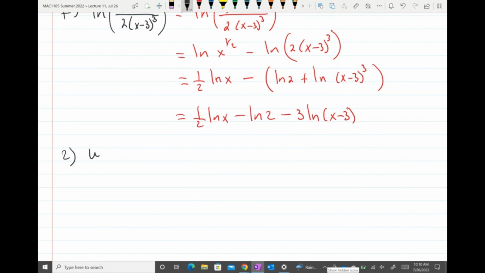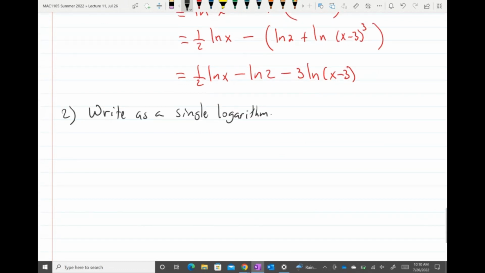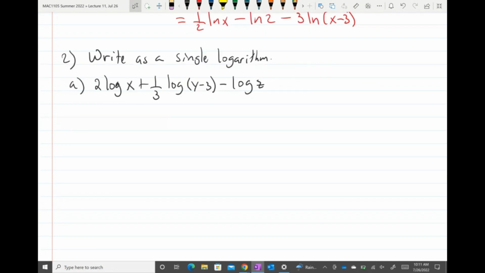Example number 2. Right, as a single logarithm. 2 log x plus 1/3 log of 1 minus 3 minus log of c. Okay, so I'll do this one, then give you another one, then that should figure it out.